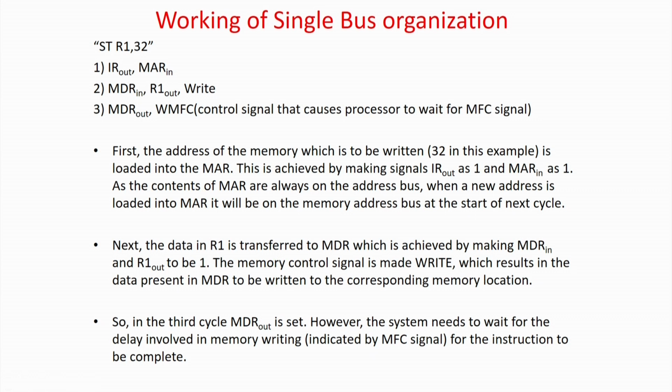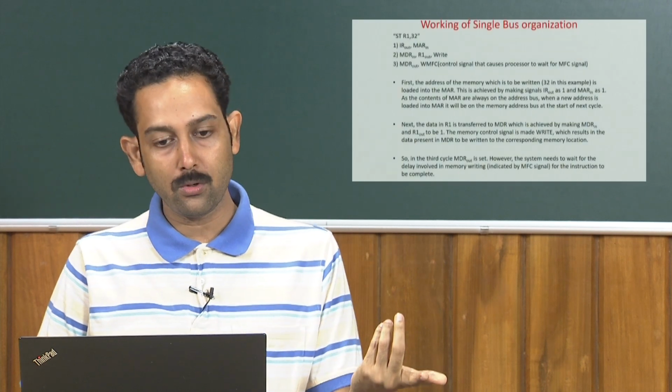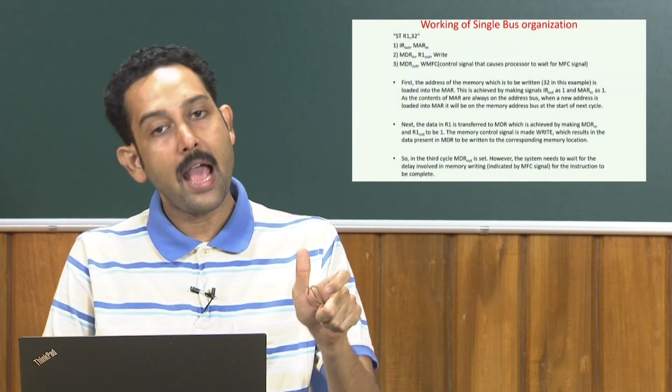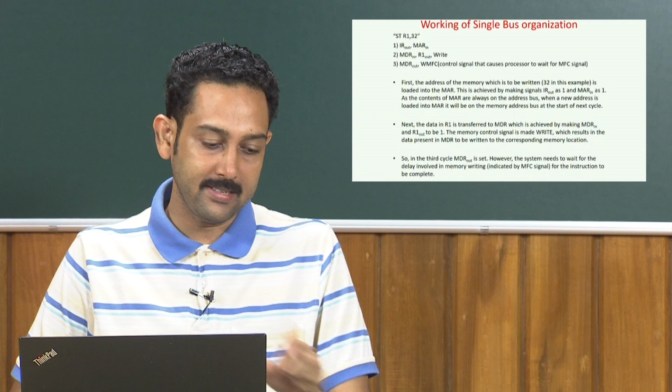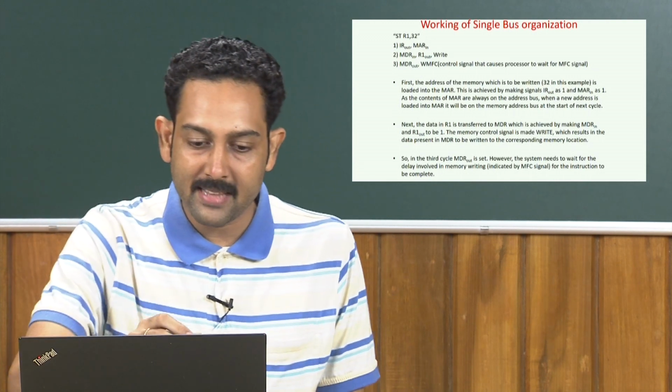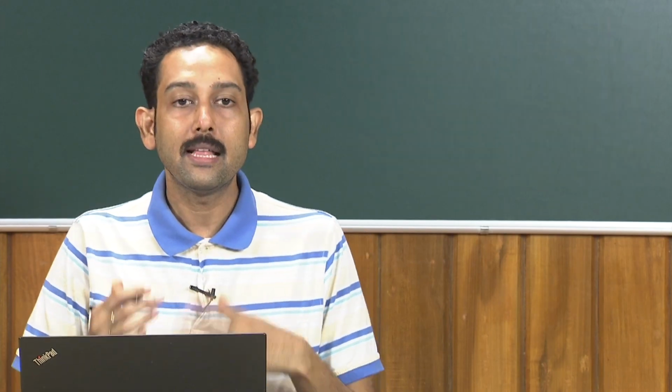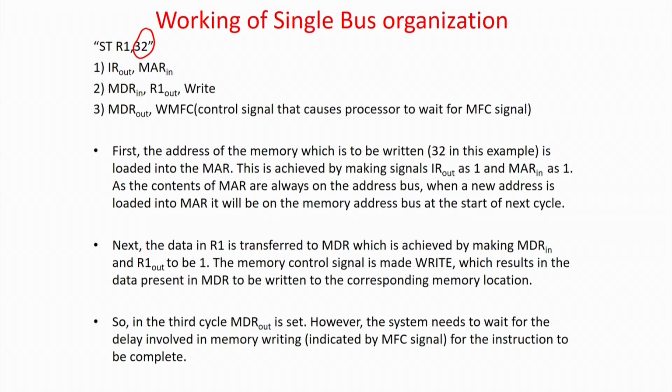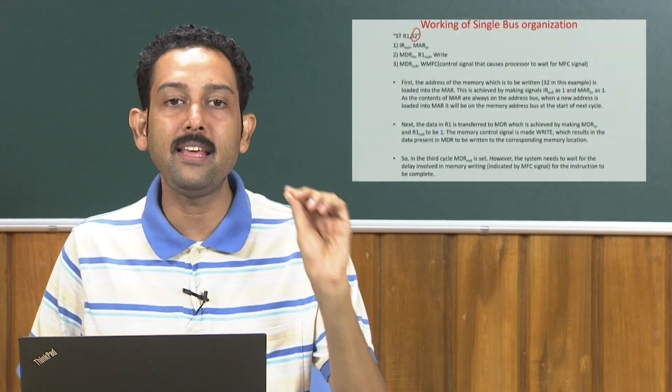So, for any instruction, as a general thumb rule, you have to first make the instruction register out. That means the value of the instruction register has to go to the memory address register, because whenever there is a non-immediate mode of operation, like in this case the memory location is 32, you have to do something with memory location 32. But where will that value 32 be? In the very initial case it will be in the instruction register.